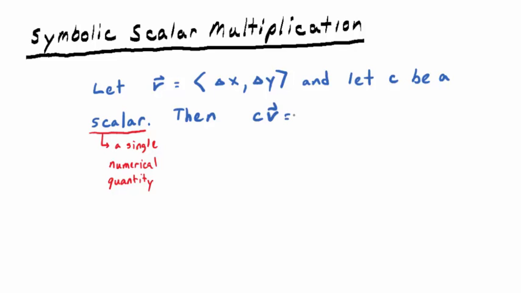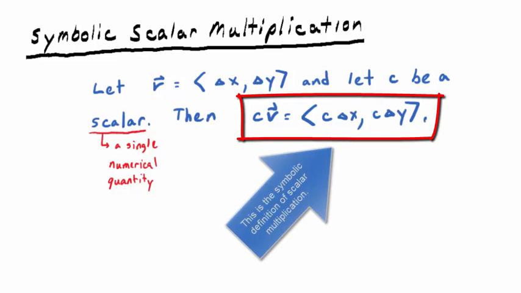C times V, you guys have already told me, has to be what? You take c times the individual components, delta x and delta y, to get the component form of c times v. So it equals c times delta x, comma, c times delta y. Does that make sense to you? Not too crazy, right?